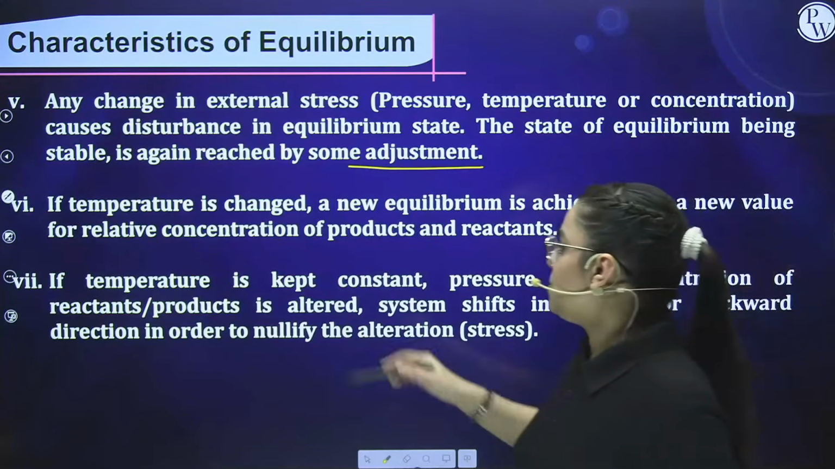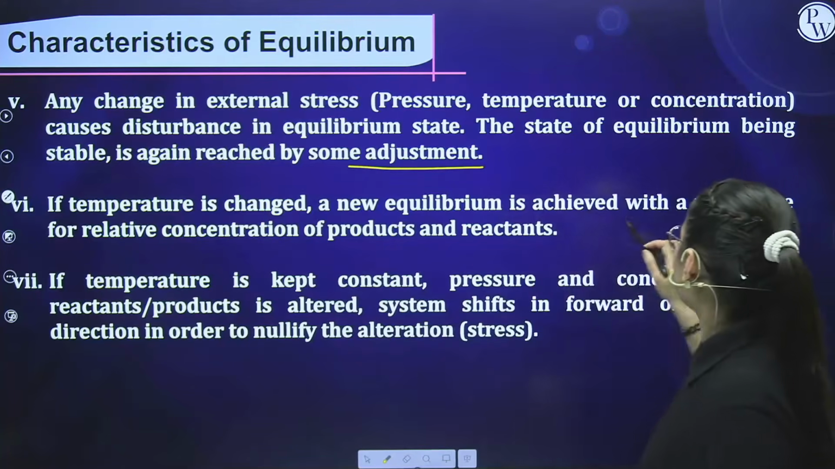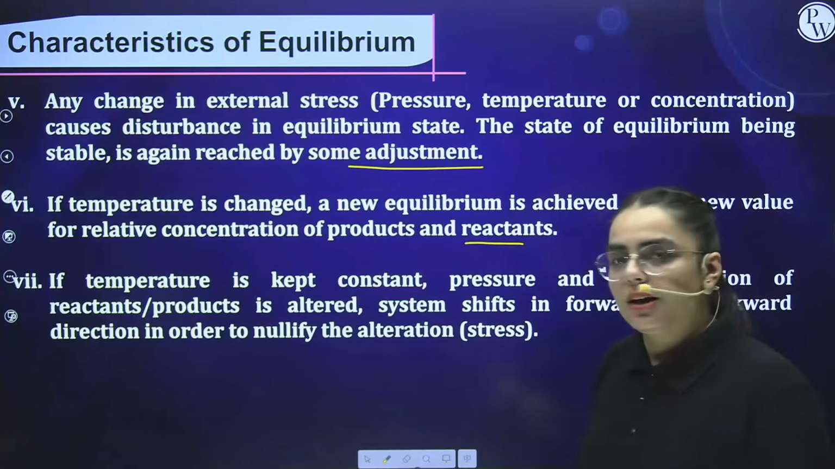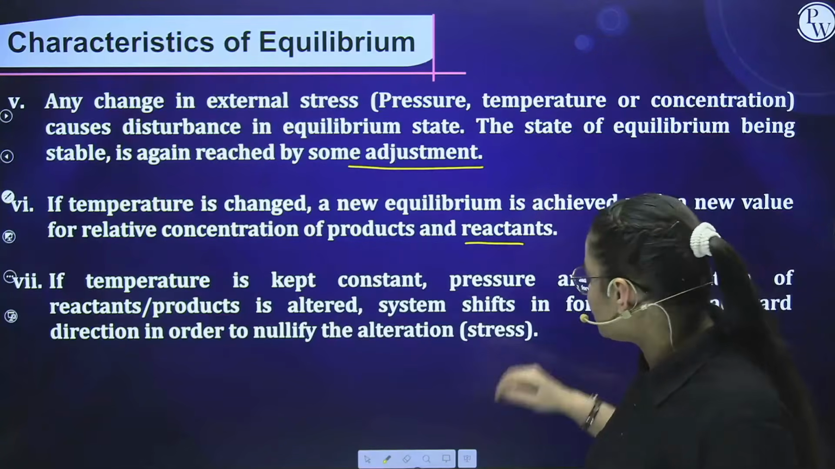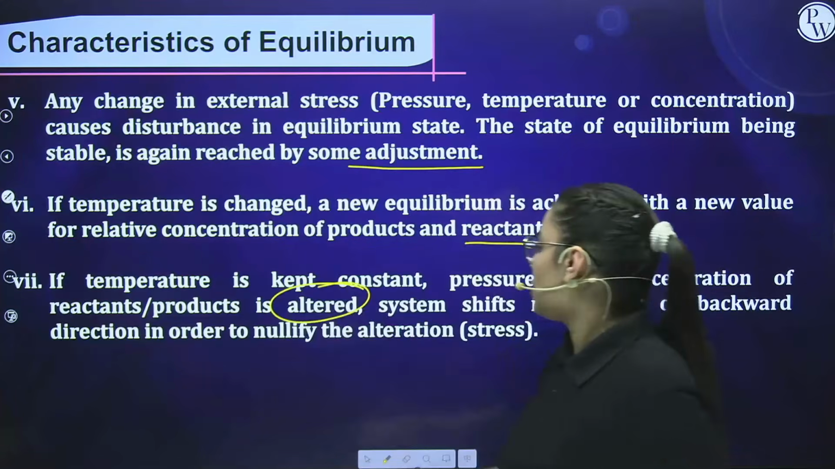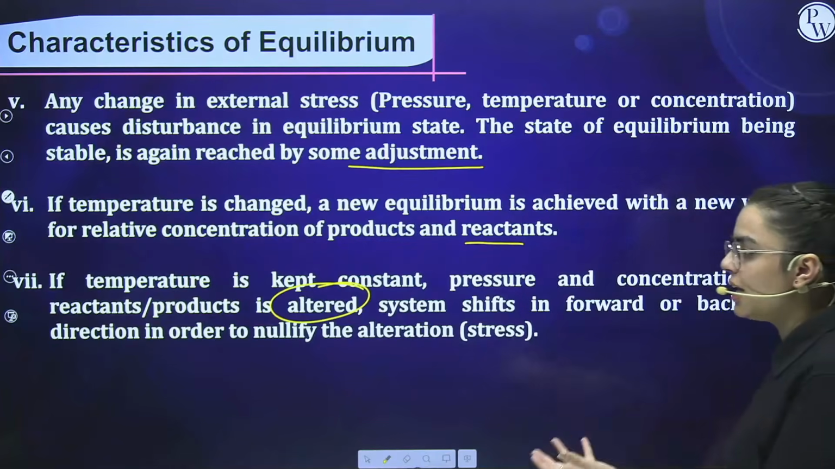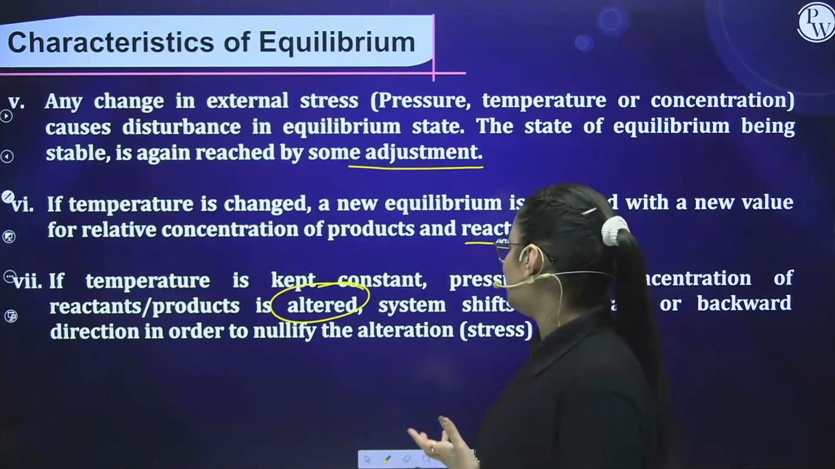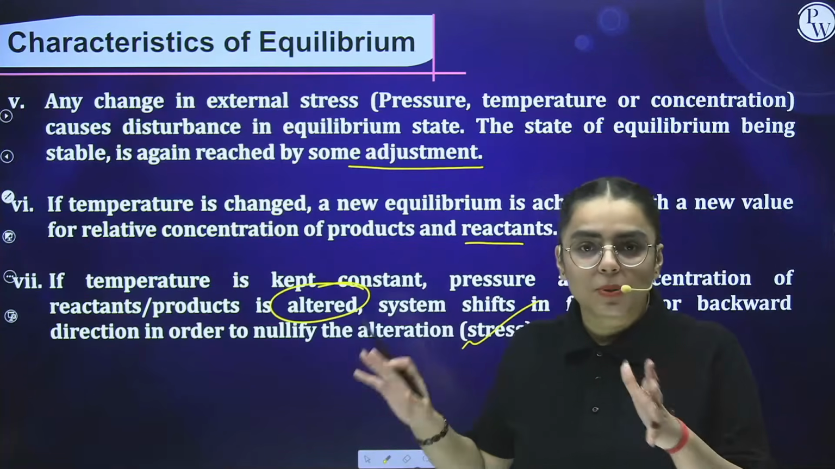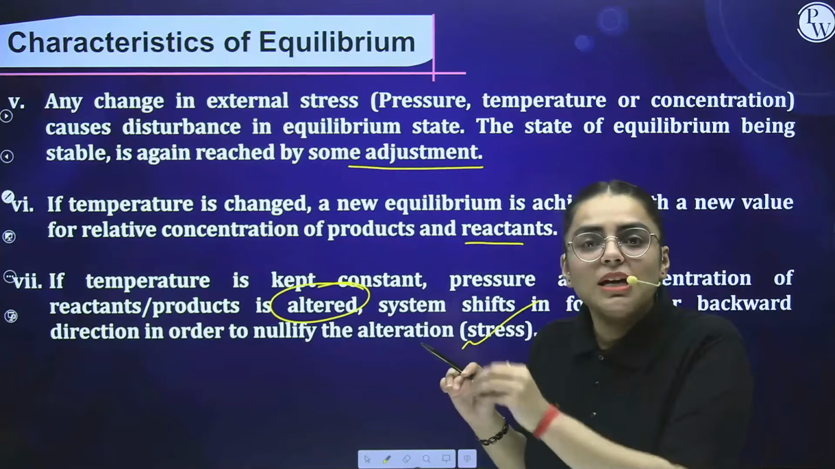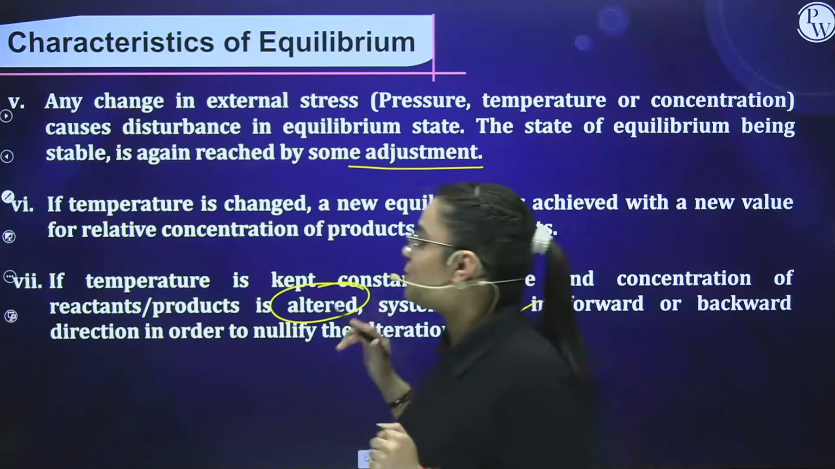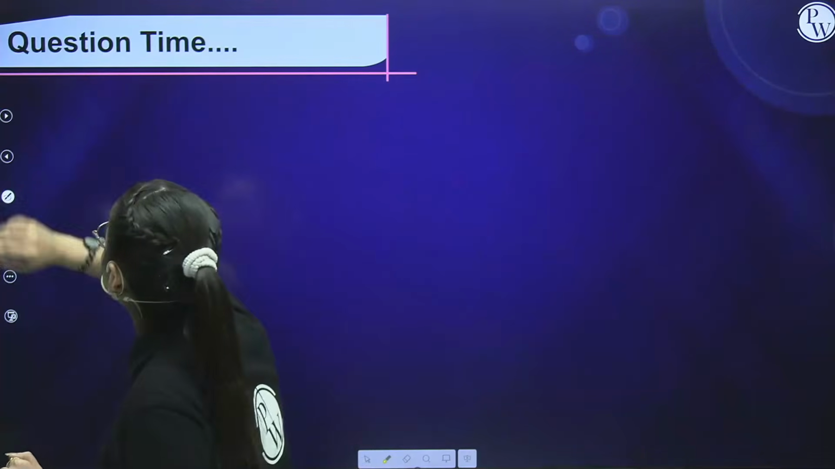If temperature is changed, a new equilibrium is achieved with a new value for relative concentration of products and reactants. And if temperature is kept constant, and pressure and concentration of the reactant or product is altered, the system shifts in the forward or backward direction in order to nullify the alteration, which is our Le-Chatelier principle, that we will stop the effect that is occurring. We will reduce it, right? So these were the characteristics of equilibrium, students.